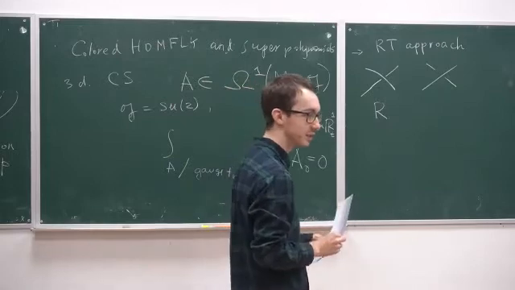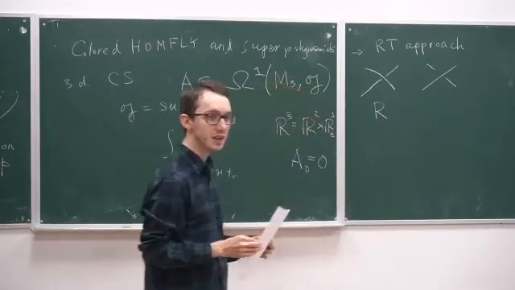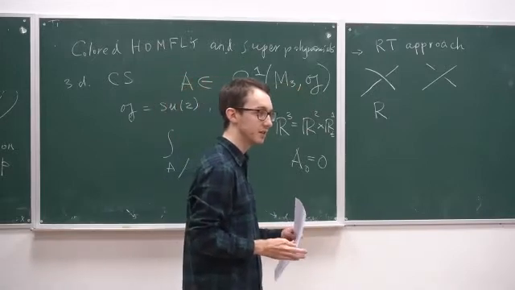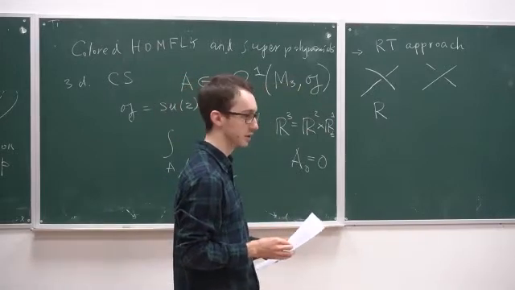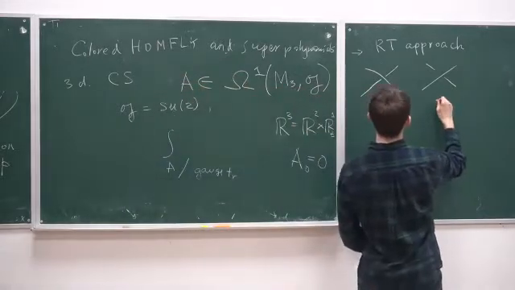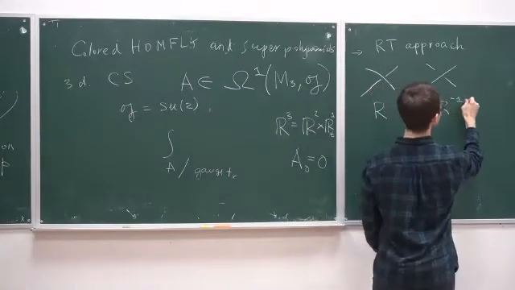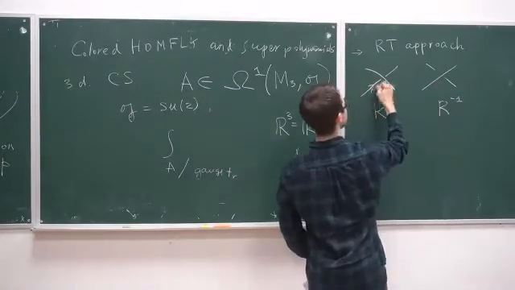Is it about knots or links? Also about links, but links are much more complicated. I will mainly focus on knots. So we put two kinds of R matrices. We put R here and R inverse here. So knots are oriented.